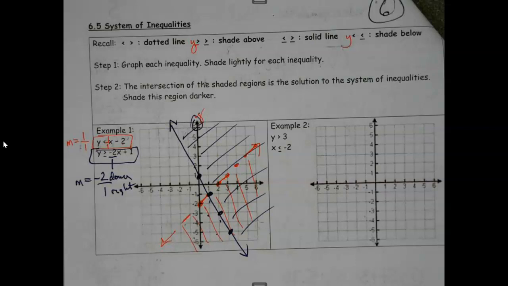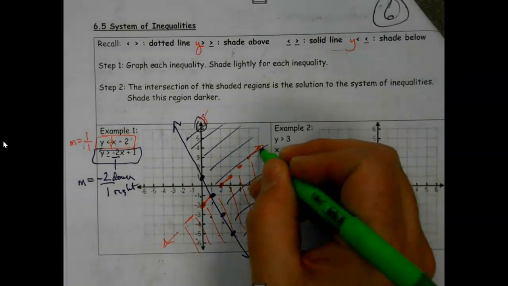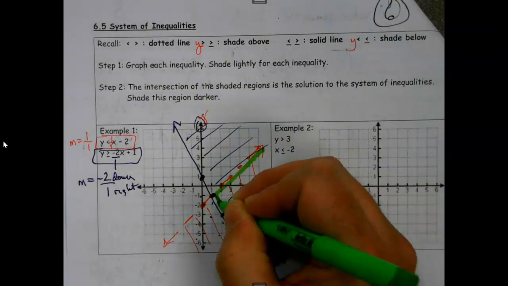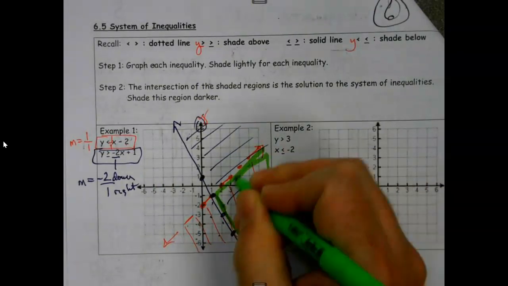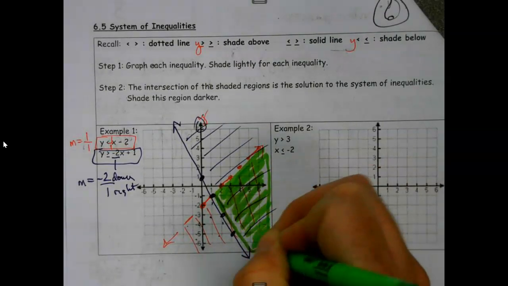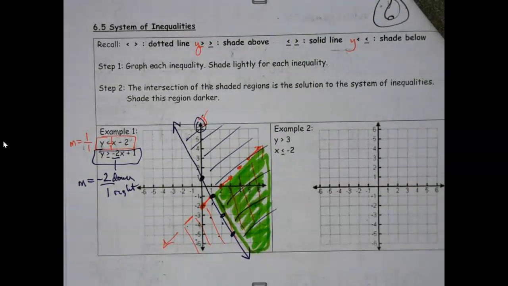The last step now is to find the place where the two sections intersect. So where I see both purple and red in my case, which is in here. And I'm going to make that darker, or you could outline it deeply with your pen or your pencil. But just make sure it's very visible to see that that's the area we're talking about.